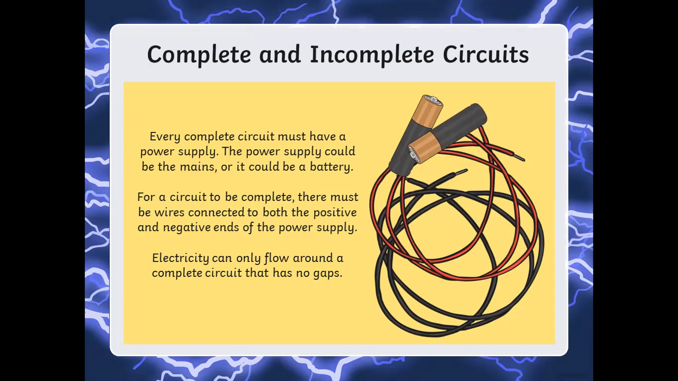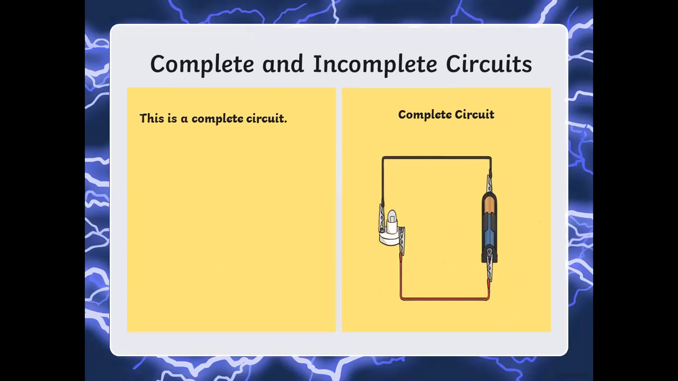Very important, no gaps. So here we have a diagram of a complete circuit, very similar to the one that you completed last week, except, of course, your wires might be different colours. So why is this a complete circuit? Well, there's a power supply, the battery.